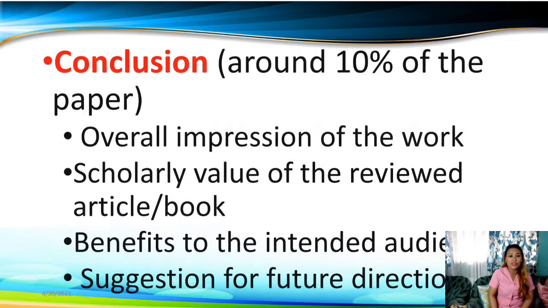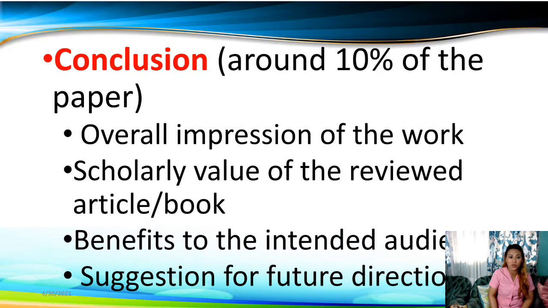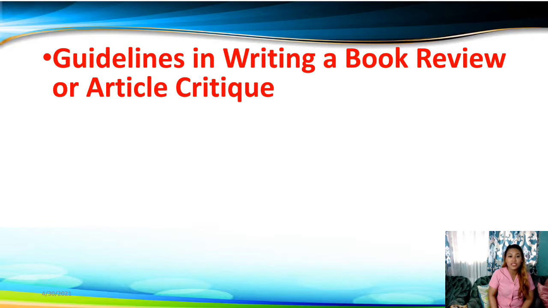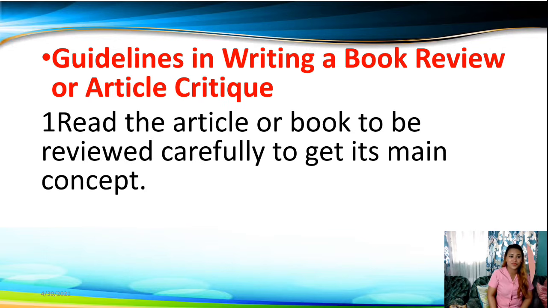Then we have the last part, which is conclusion. Conclusion is around 10% of the paper. It includes the overall impression of the work, the scholarly value of the reviewed article or book, benefits to the intended audience, and the suggestion for future direction. We have here also the guidelines in writing a book review or article critic.